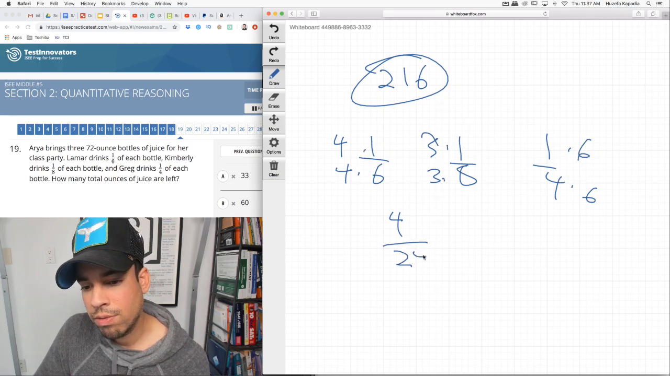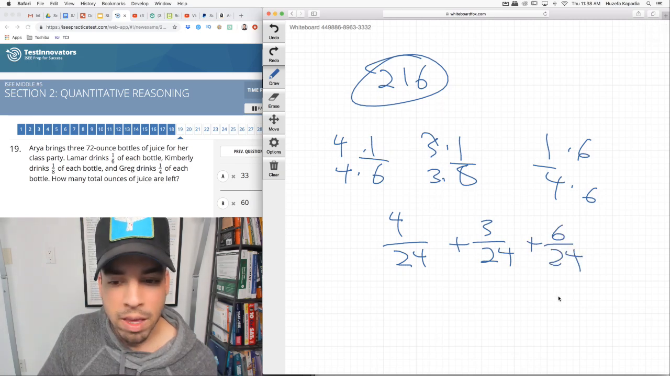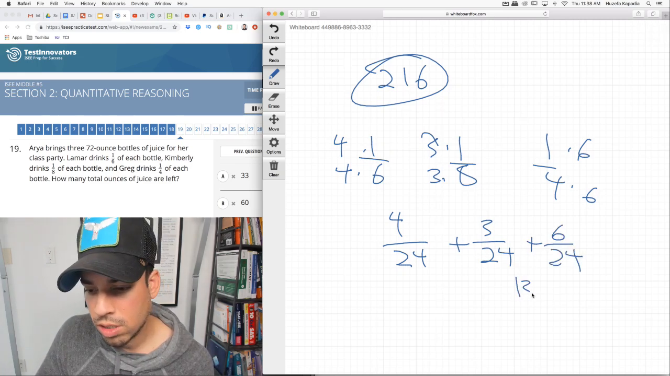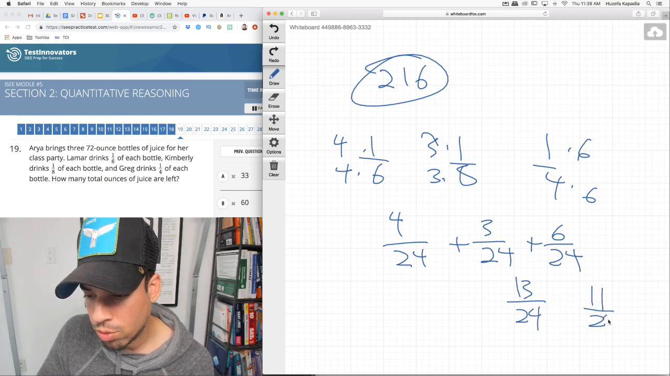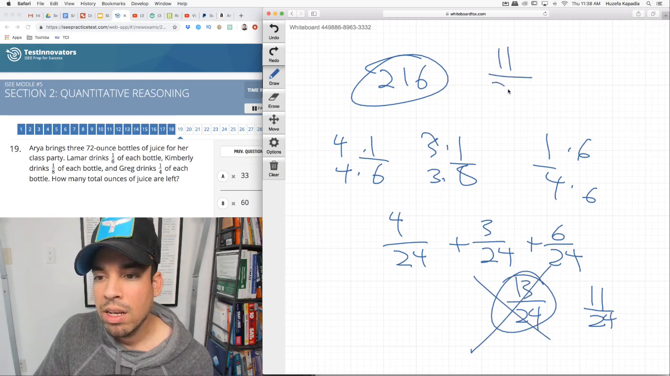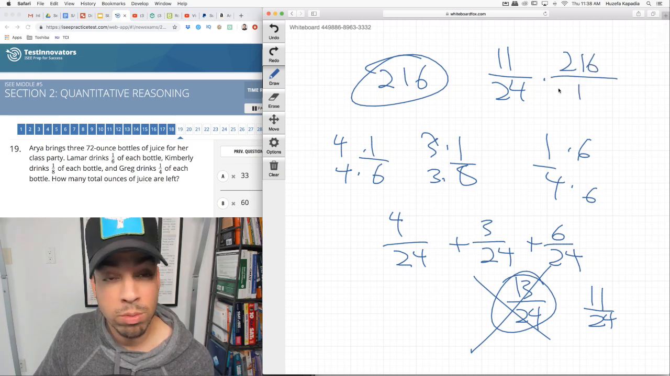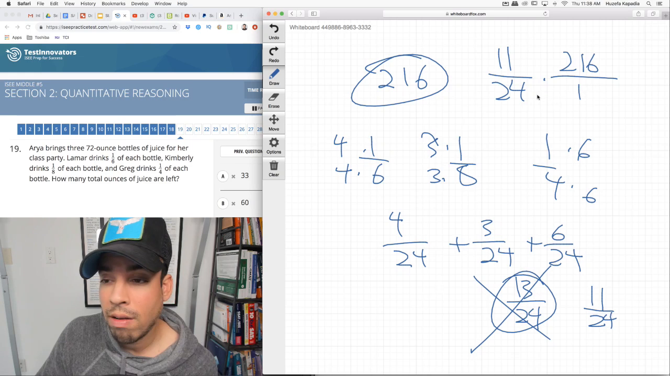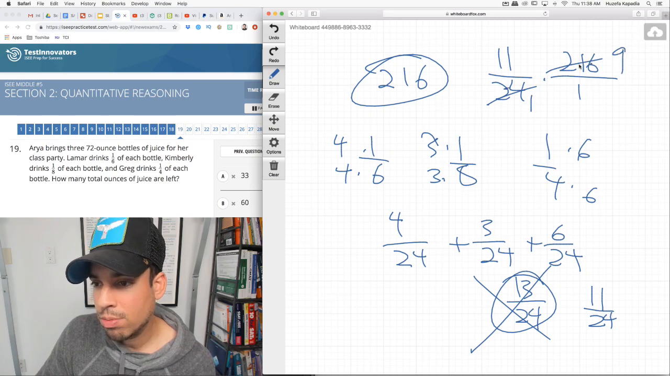So that's 4/24ths plus 3/24ths plus 6/24ths, which is 13/24ths. So the amount left is 11/24ths, right? This is what's taken, and the amount remaining is 11/24ths, and we need to take 11/24ths of 216. That's how we take a fraction of something. We multiply, 24 goes into 216 9 times, so that reduces to 1 and 9, dividing both of these by 24, and then 9 times 11 is 99.